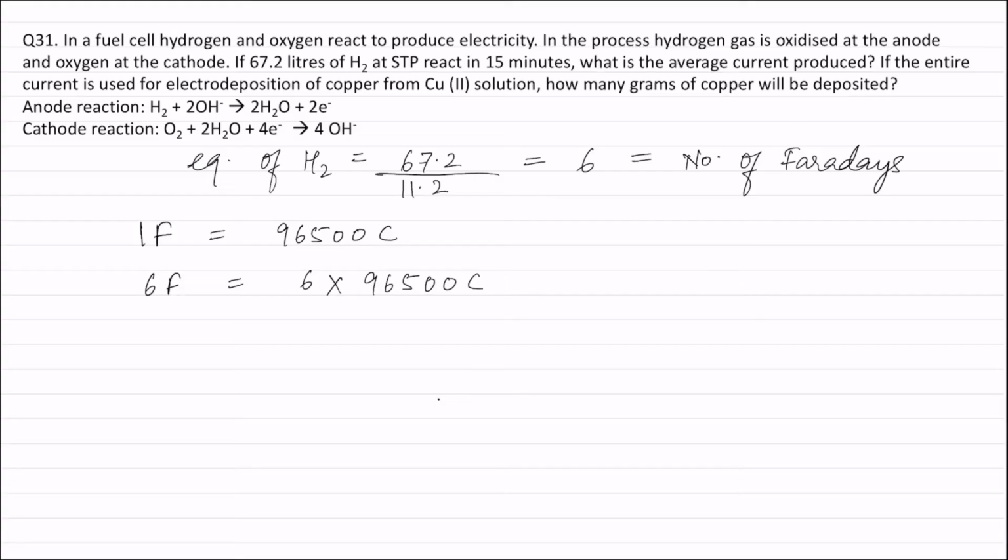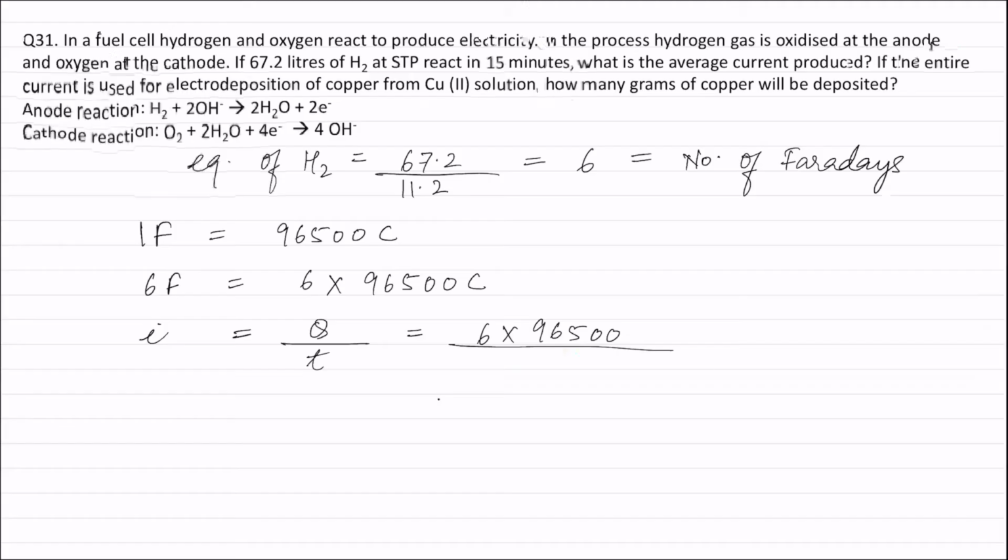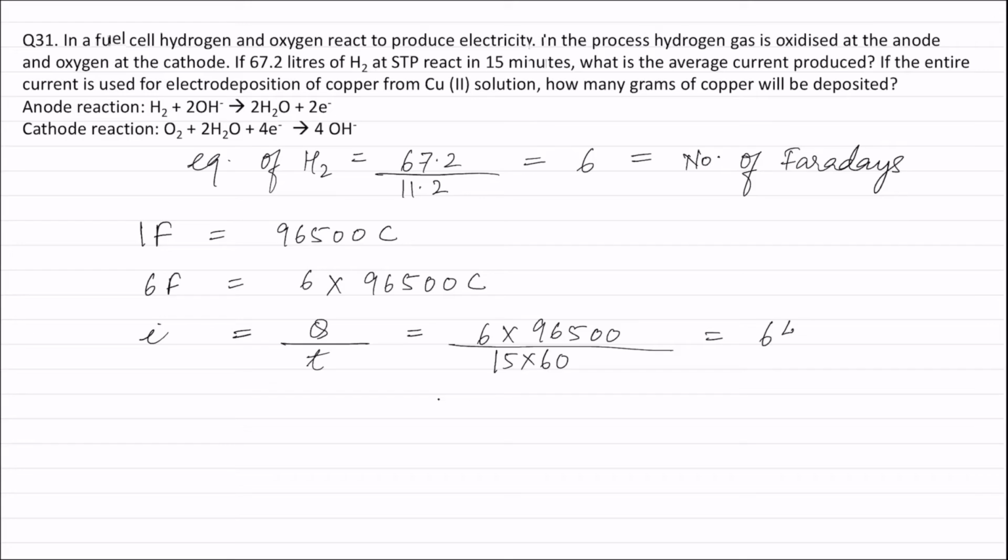Therefore 6 Faradays of electricity will be equal to 6 into 96500 coulombs. Therefore current will be equal to Q by T, where Q is equal to 6 into 96500 coulombs divided by time. Time is given as 15 minutes and it is also equal to 15 into 60 seconds. Solving this, the value of current is equal to 643.33 ampere.